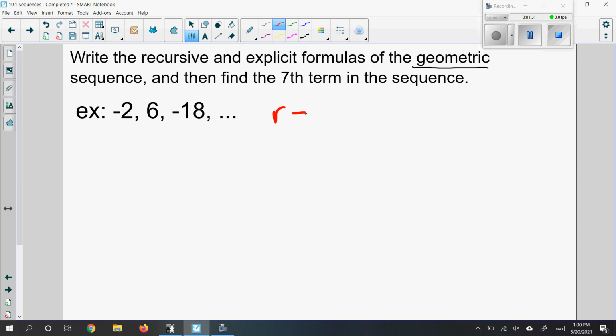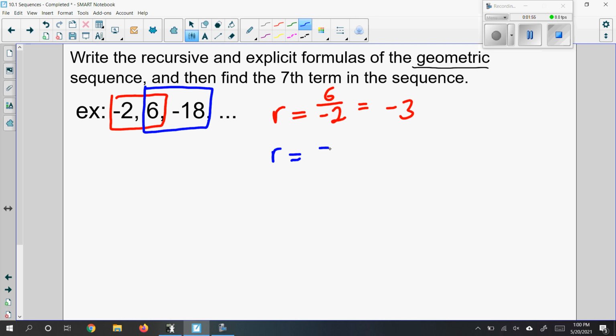And like the arithmetic sequence, where we took consecutive terms and subtracted them, now we're going to take consecutive terms and divide them. So the second term divided by the first term. So r in this case is -3. Now just to verify that it can be any two consecutive terms, let's take these two terms. We'll take the second one that we found and divide it by the first one, and we get the same result.